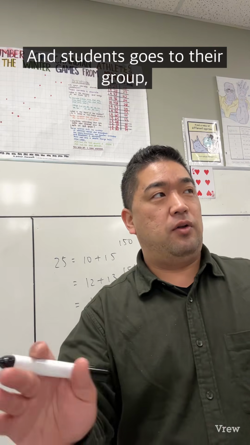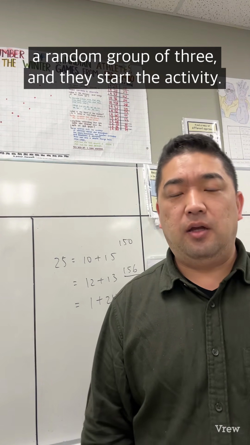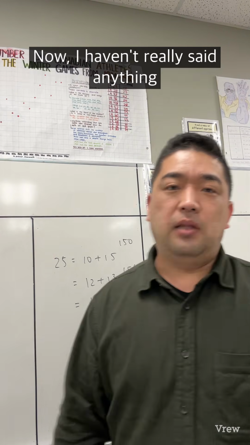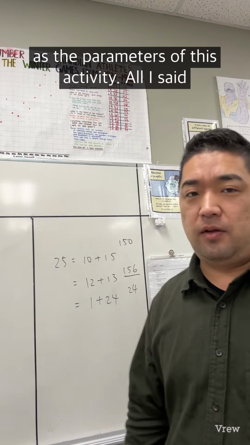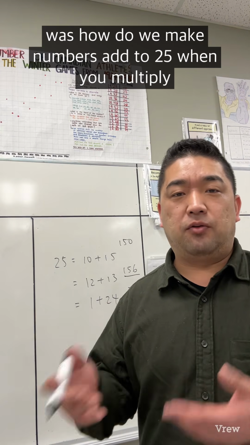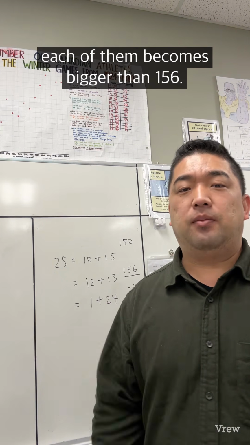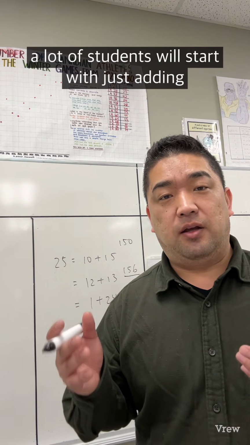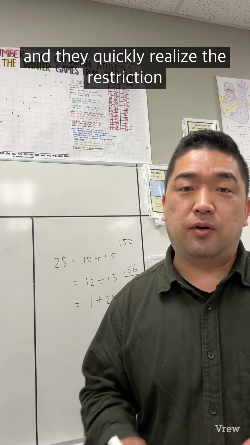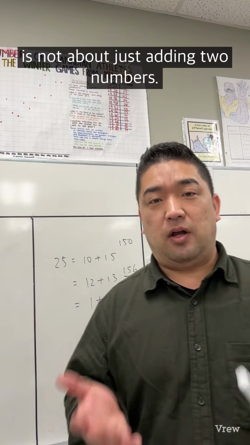And students go to the group, random group of 3, and they start the activity. Now, I haven't really said anything about the parameters of this activity. All I said was how do we make numbers that add to 25 so that when you multiply each of them it becomes bigger than 156. A lot of students will start with just adding 2 numbers to begin with, and they quickly realize the restriction is not about just adding 2 numbers.